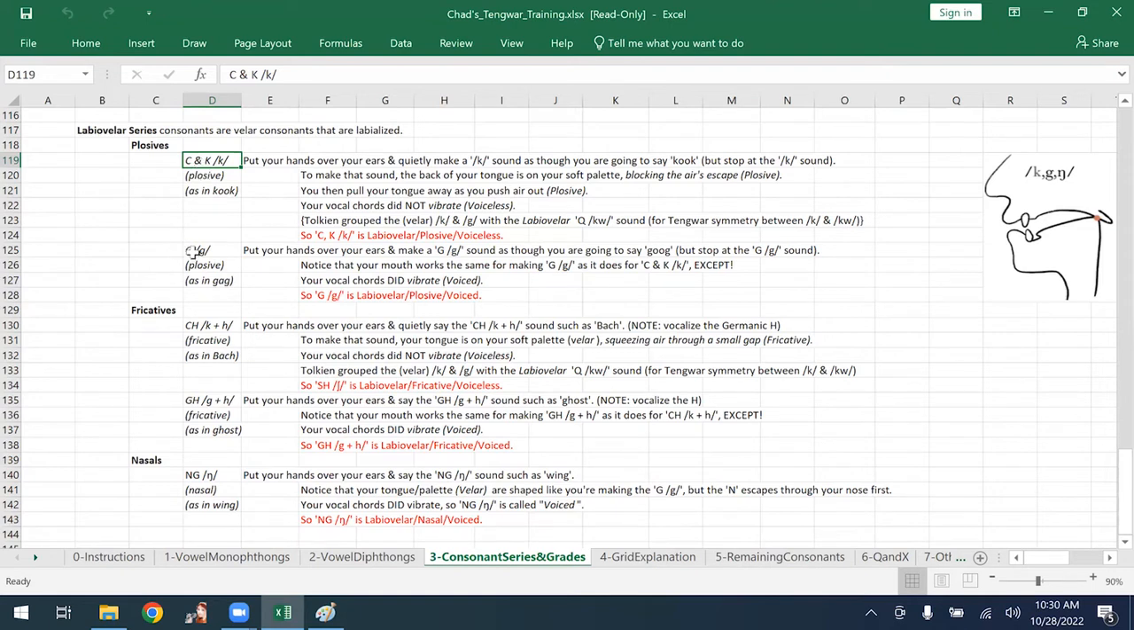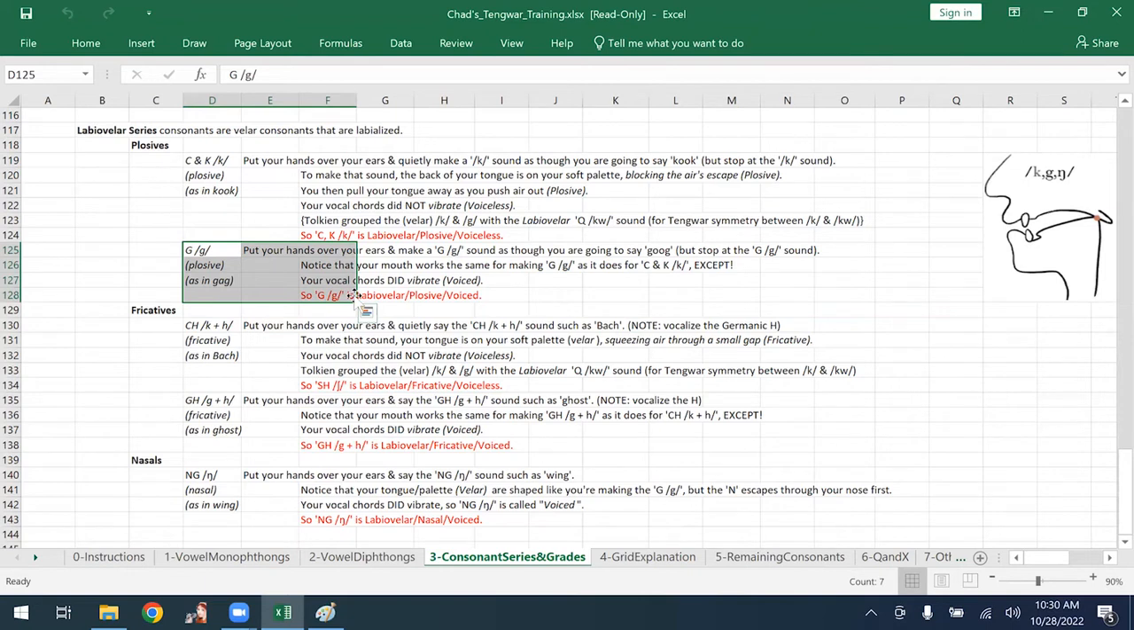G, same mouth shape, same explosion of air past your tongue, but instead of having your tongue up on your alveolar ridge to make the T, you use the back of your tongue against the top of your palate and pull it away to make the K, k, k, k, right? So you had the t, t, t, and then you had the k, k, k.